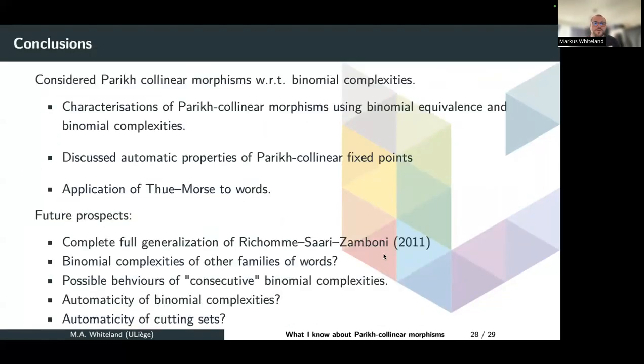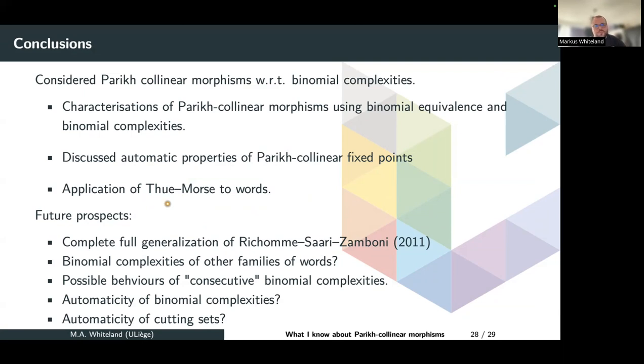Okay, so I'm going to wrap up now. So what did we do? We considered Parikh-collinear morphisms, and especially with respect to binomial complexity functions. So we gave several characterizations of Parikh-collinear morphisms using the binomial equivalence relation and binomial complexities, discussed automatic properties of Parikh-collinear fixed points, and applications of the two-Amorphs to binary words.